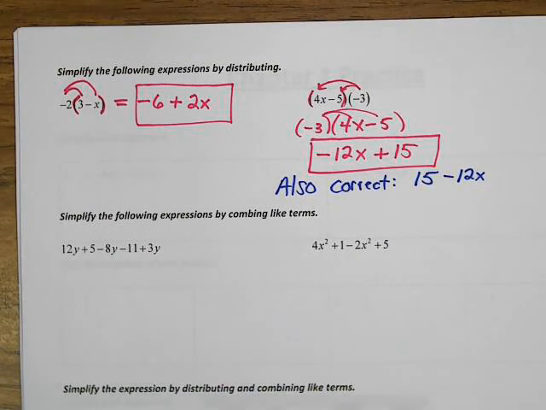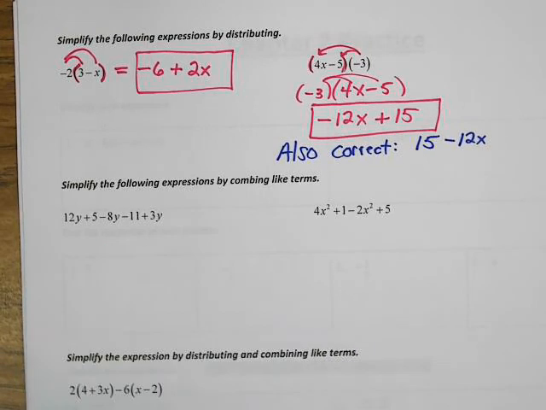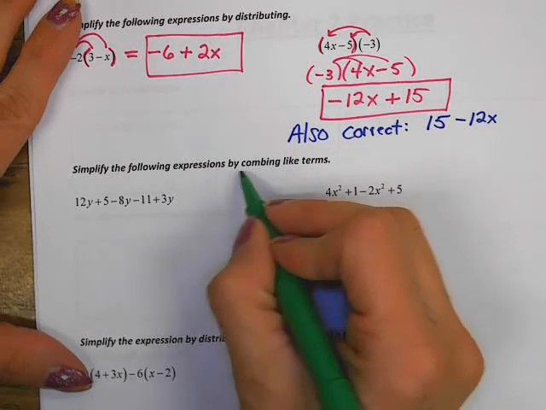Okay, sometimes that happens even when you're adding like terms. What if I add the numbers first? That's okay. All right, combine like terms.